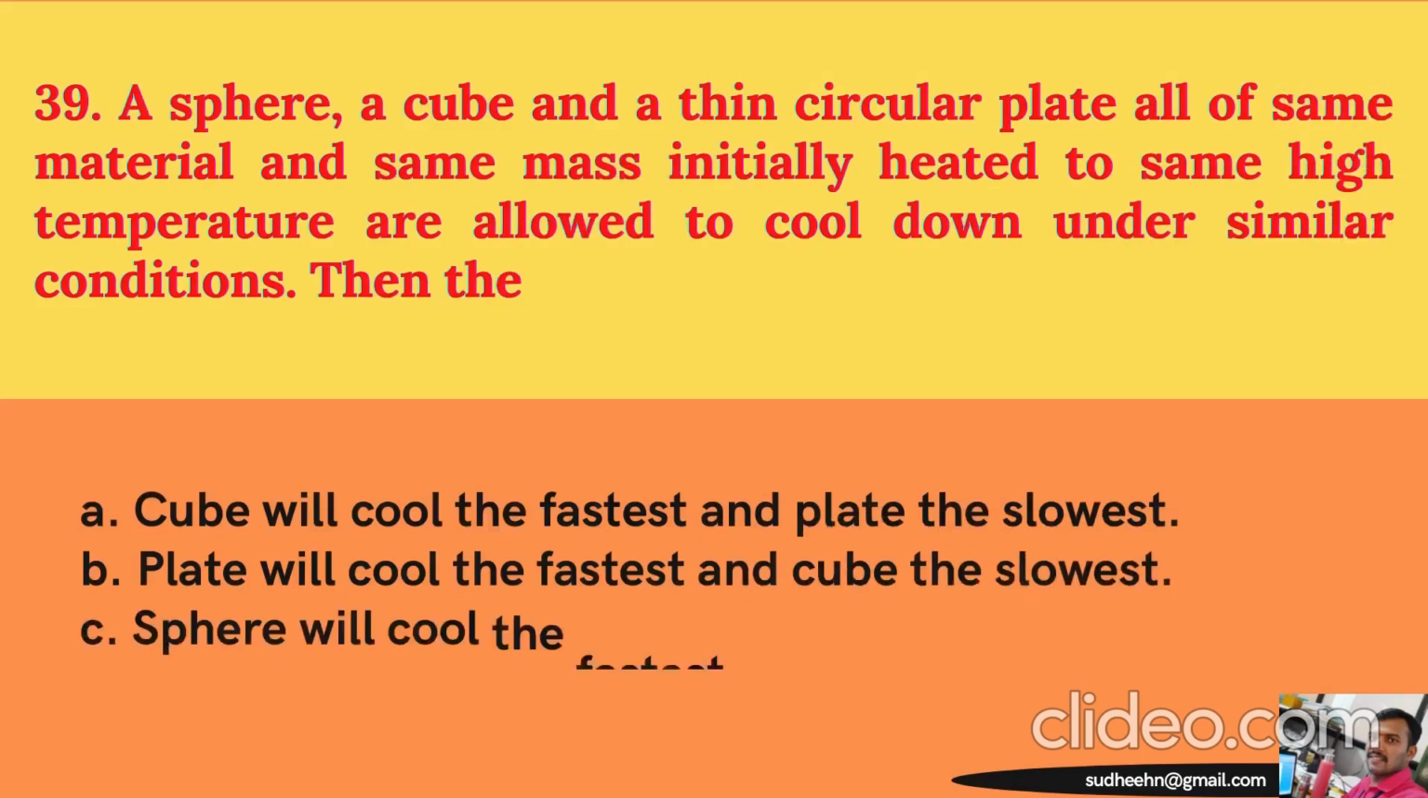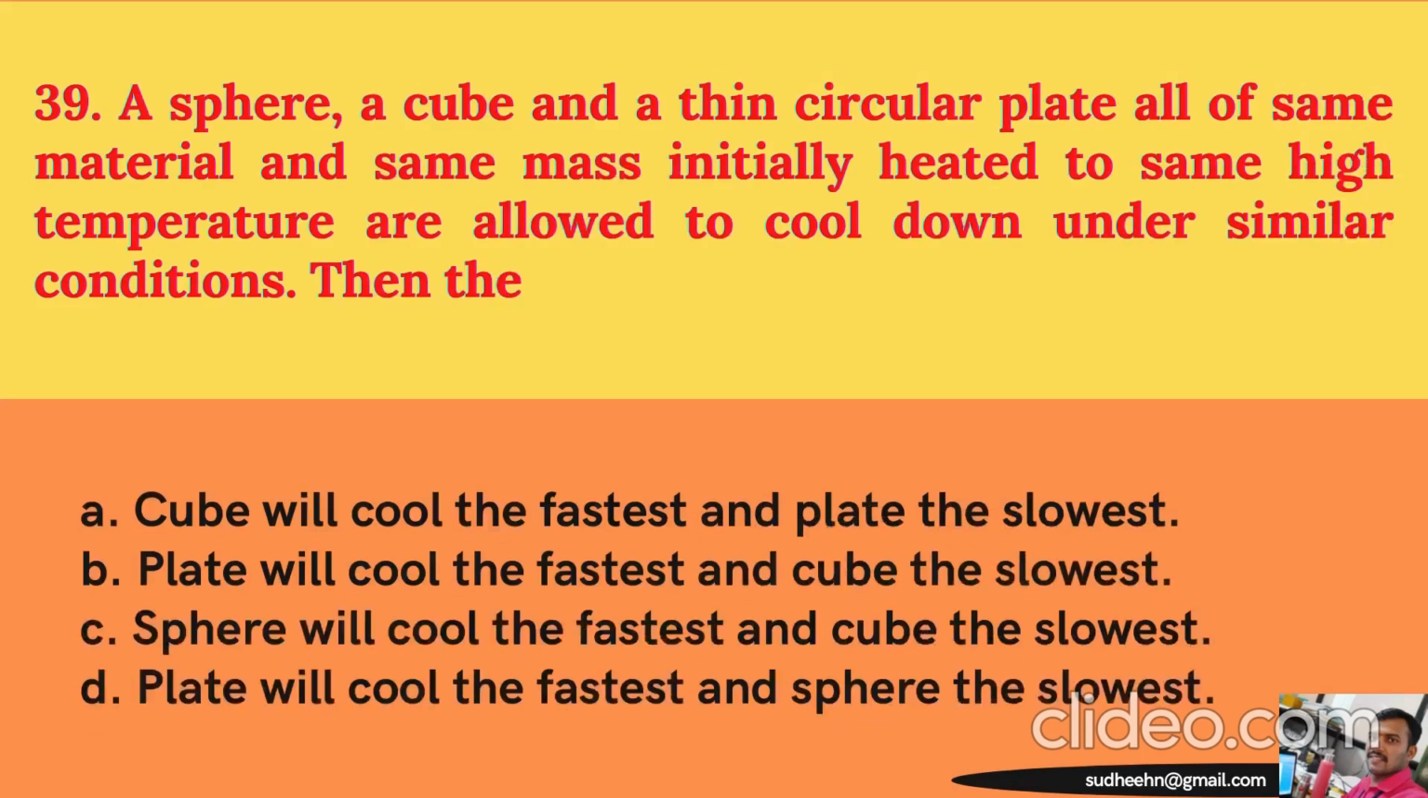Next question, question number 39. A sphere, a cube and a thin circular plate, all of the same material and same mass, initially heated to the same high temperature, are allowed to cool down under similar conditions. Then option A, the cube will cool the fastest and the plate the slowest. Option B, the plate will cool the fastest and the cube the slowest. Option C, the sphere will cool the fastest and the cube the slowest. And option D, the plate will cool the fastest and the sphere the slowest.